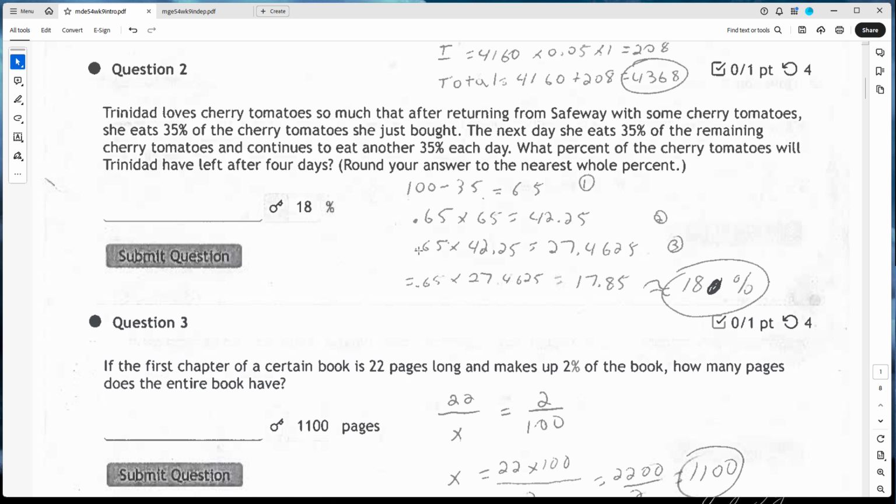So as a decimal, multiply that out and get the amount that remains after the third day, which is 27.4625, looks like. After the third day, that's what remains. But she eats 35% of those, and what remains is 65%. So how many is that? So 0.65 times 27.4625 is 17.85. Rounded to the nearest whole percent is 18%. And that's question 2.